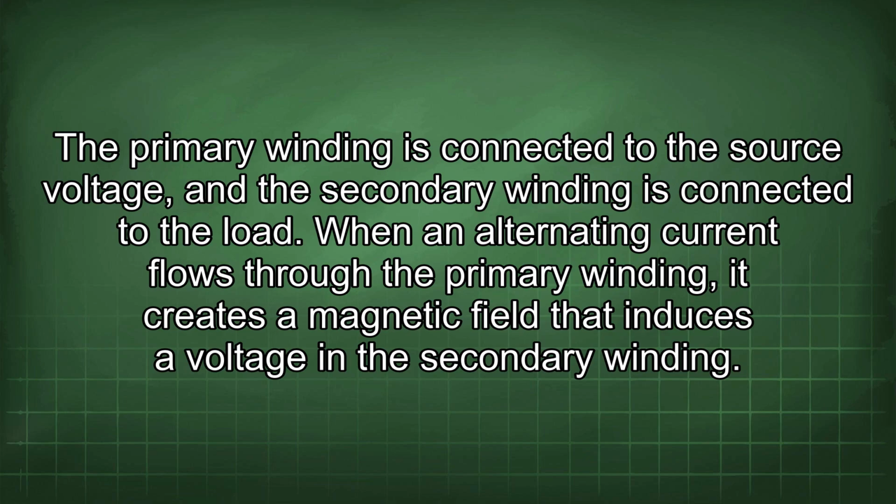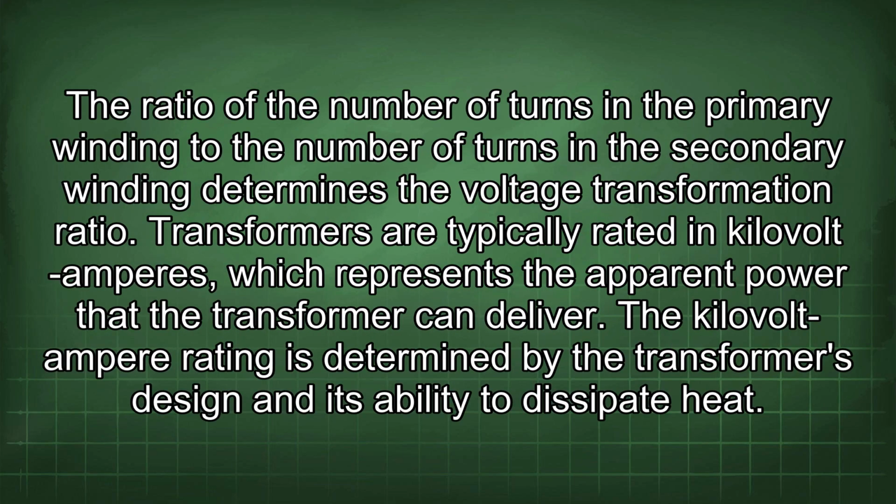When an alternating current flows through the primary winding, it creates a magnetic field that induces a voltage in the secondary winding. The ratio of the number of turns in the primary winding to the number of turns in the secondary winding determines the voltage transformation ratio.